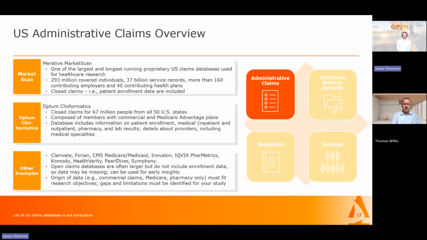So I wanted to talk first about these administrative claims databases. This isn't intended to be comprehensive across all claims databases by any means, but a couple of the ones which are used most often would be Merative MarketScan. This has been used for decades for healthcare research. The unique number of lives covered in MarketScan is almost 300 million people.